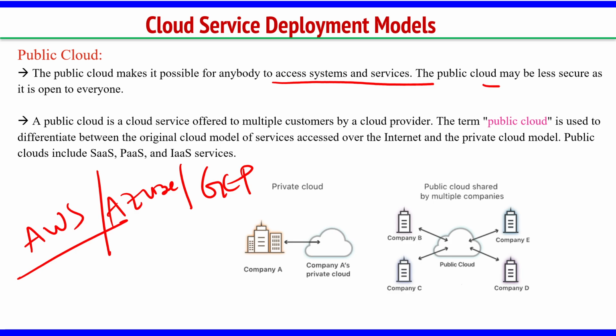But the public cloud may be less secure as it is open to everyone. Since everybody is accessing the same cloud, we do not know whether the code, application or data is secured or not. A public cloud is a cloud service offered to multiple customers by a cloud provider. A single AWS is used by thousands of people; thousands of companies are using AWS services. The term public cloud is used to differentiate between the original cloud model of services accessed over the internet and the private cloud model.